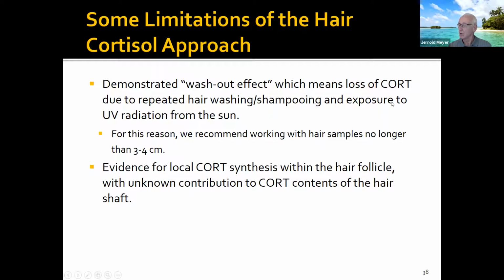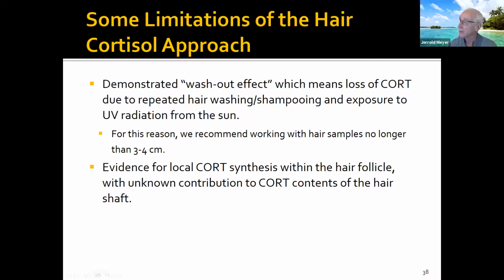But there is also an effect of exposure to UV radiation. This has been shown empirically. Washing and shampooing, we believe, leaches. It's pulling some of the cortisol out of the hair. Hair swells in water, and the cortisol may be more likely to diffuse out. UV radiation actually breaks down cortisol molecules energetically.